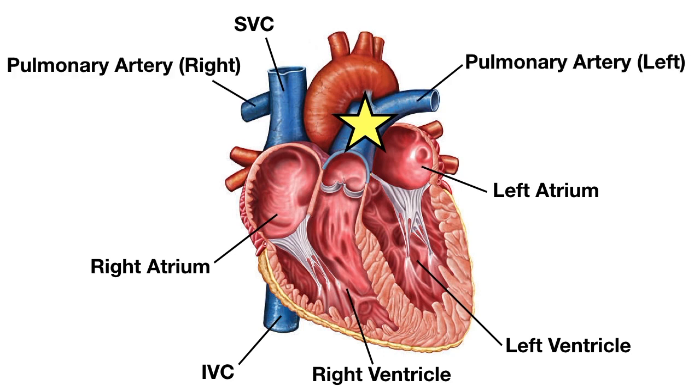Specifically where the star is, that's the pulmonary trunk or the main pulmonary artery, and then it splits into the right and left pulmonary arteries. And the function of them is to deliver deoxygenated blood from the right side of the heart to the lungs to become oxygenated.